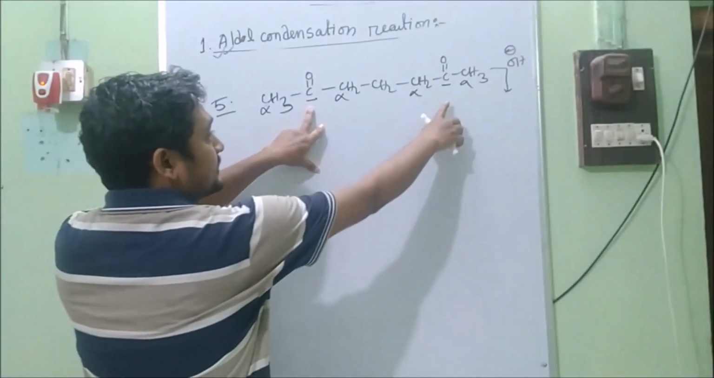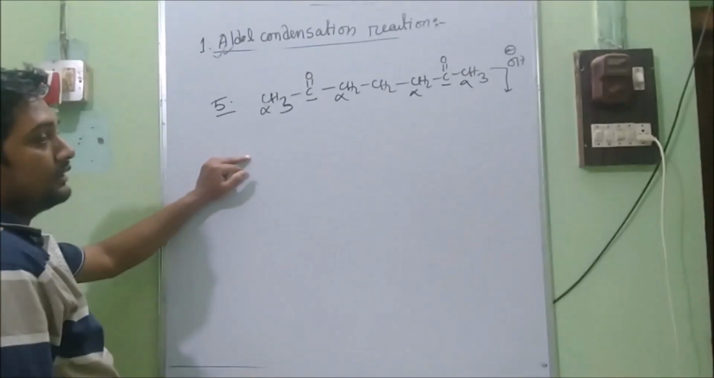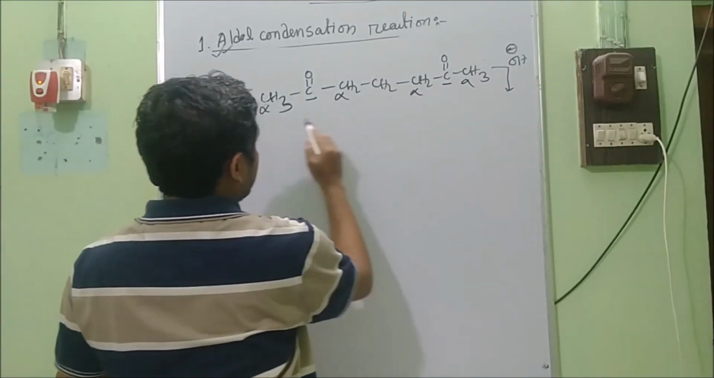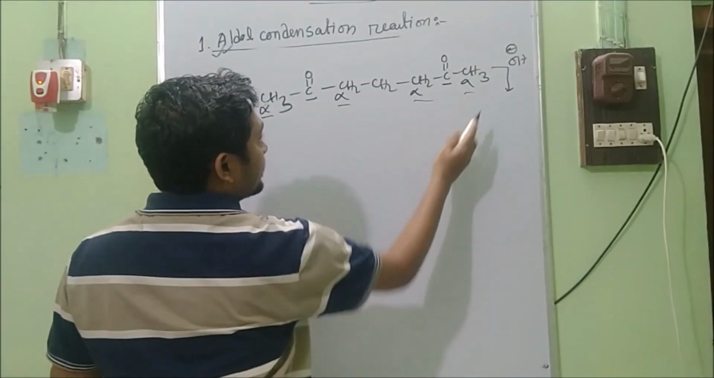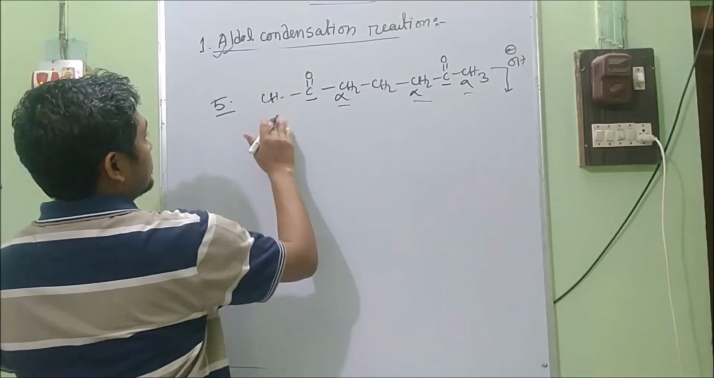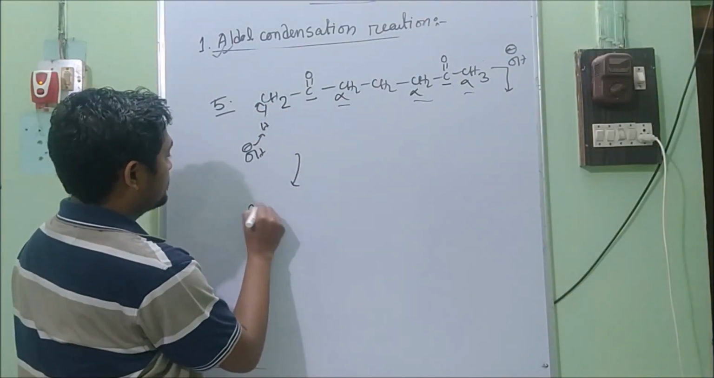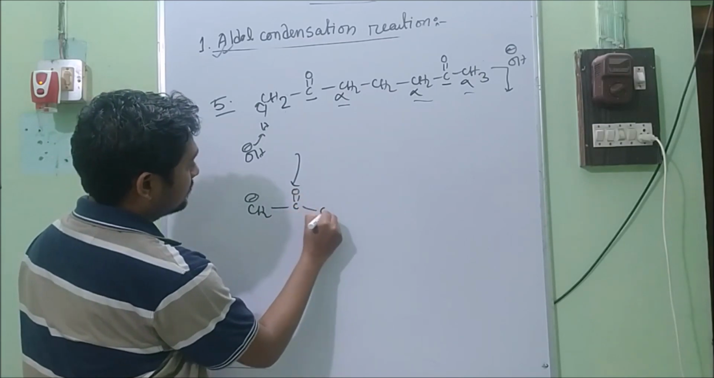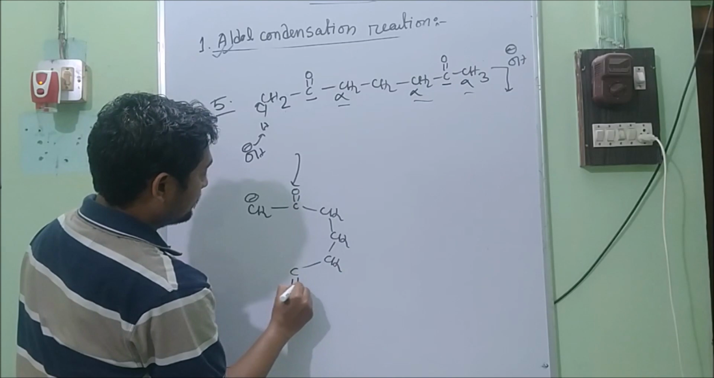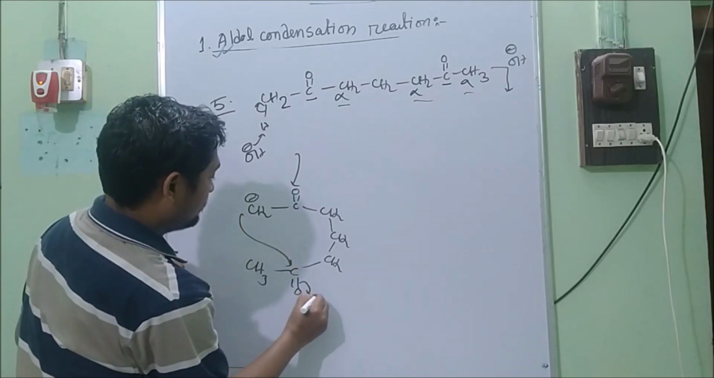Here two carbonyl groups are there, and these are 4 different alpha hydrogen carbons. So OH minus, this base, can take H plus from here, here, here, and here also. Now if this base takes H plus from here, then here will be negatively charged. So we will have CH2 CO CH2 CH2 CH2 C double bond O CH3. So it will attack here.